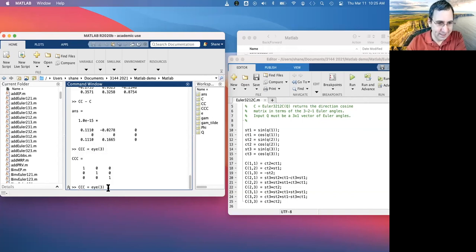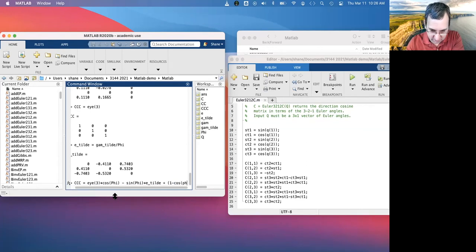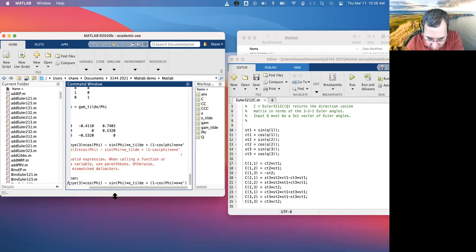So I3 times cosine phi minus, oh, I haven't defined E tilde. But I can get it from gam tilde. Gam tilde divided by phi should be what I want. So I'll call that E tilde. Yeah, good enough. So CCC equals I3 times cosine phi minus sine phi times E tilde. The last one's kind of weird. Plus 1 minus cosine phi times E times E transpose. Why is it not letting me do that? Oh, I did something wrong. Parentheses.